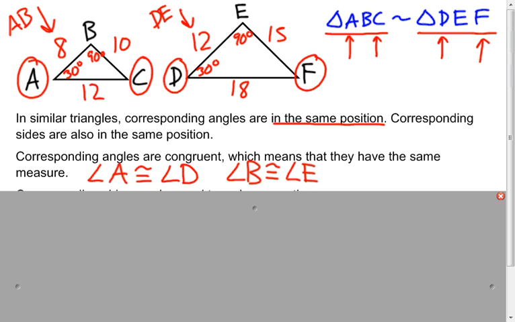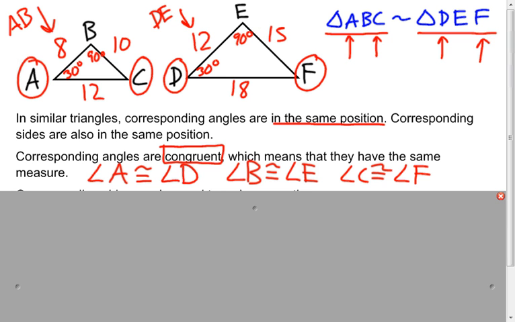They have the same angle measure, same number there, 90 degrees. We didn't put numbers in it, but angle C would be congruent to angle F. They're in the same position. They have the same number value. Okay? So corresponding angles are congruent.